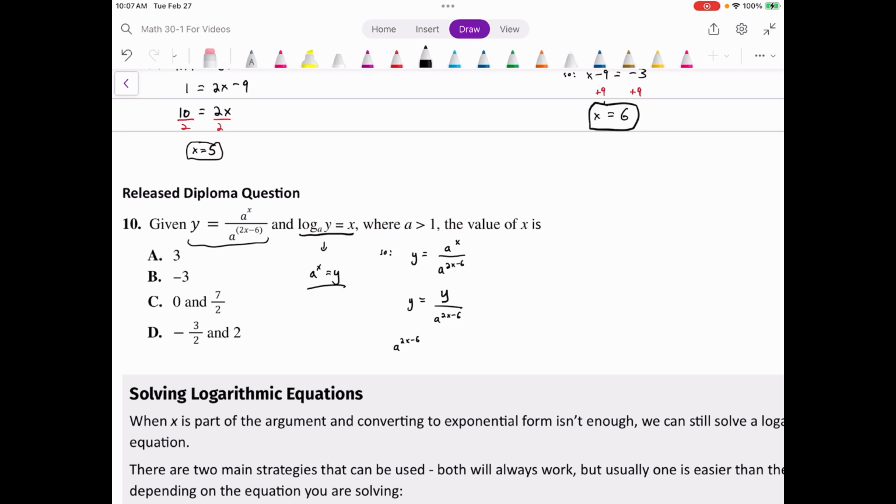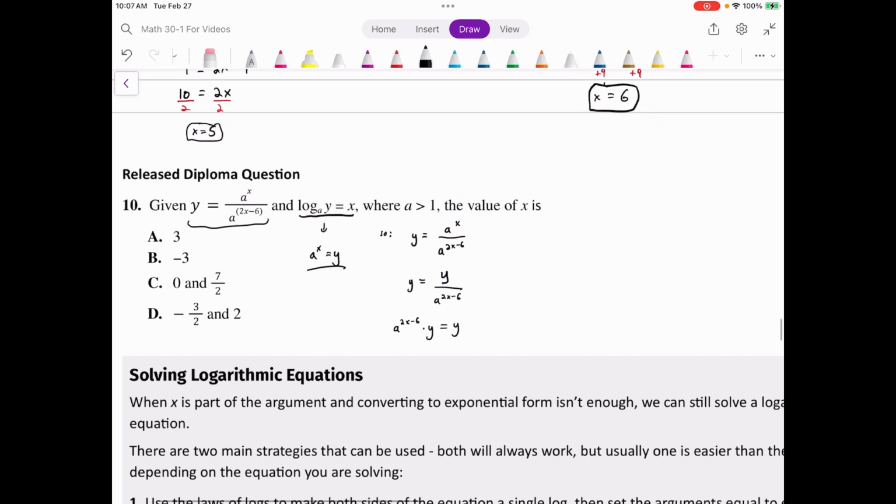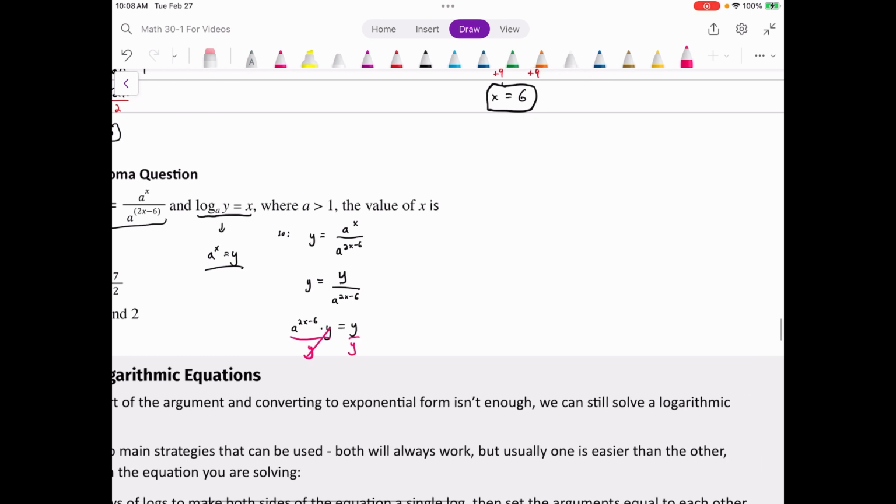So a to the 2x minus 6 times y equals y. And the reason I did that is because I notice now if I divide both sides by y, I don't have to worry about the fact that I don't necessarily know what y is here yet, right? If I divide both sides by y, I get that a to the 2x minus 6 equals 1, right?